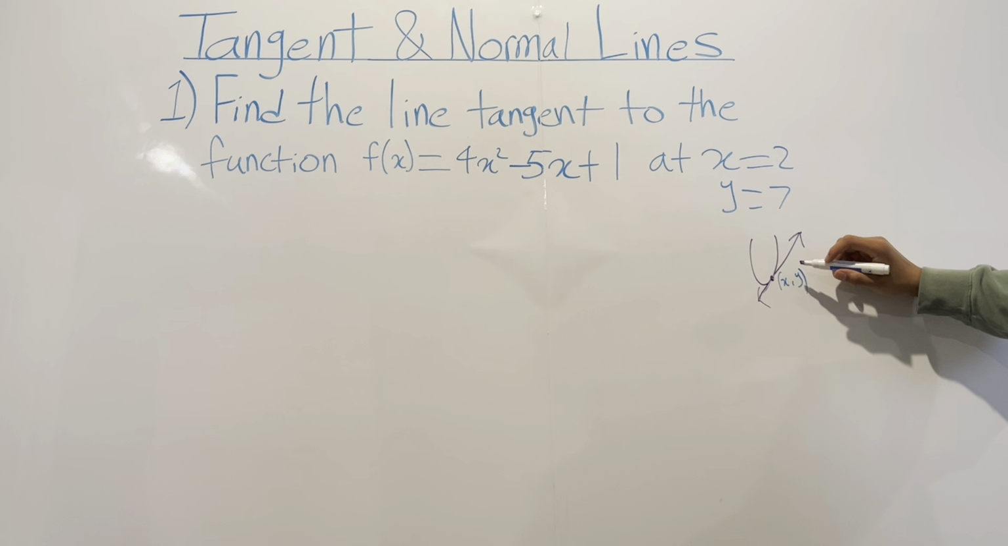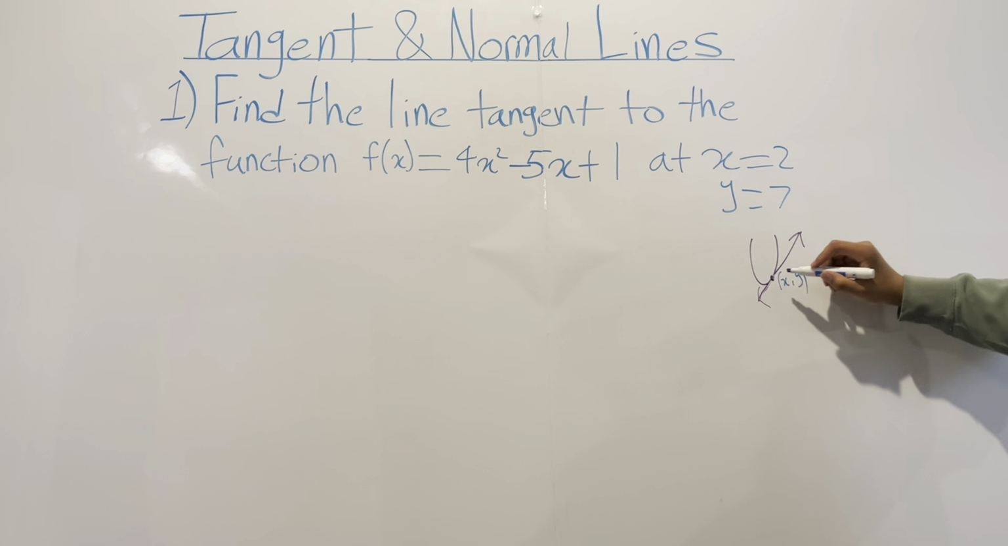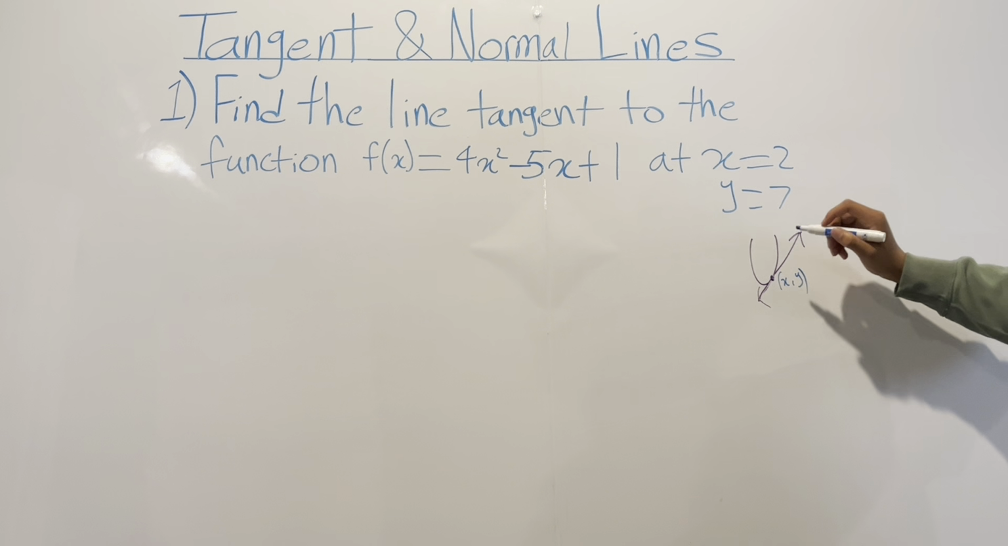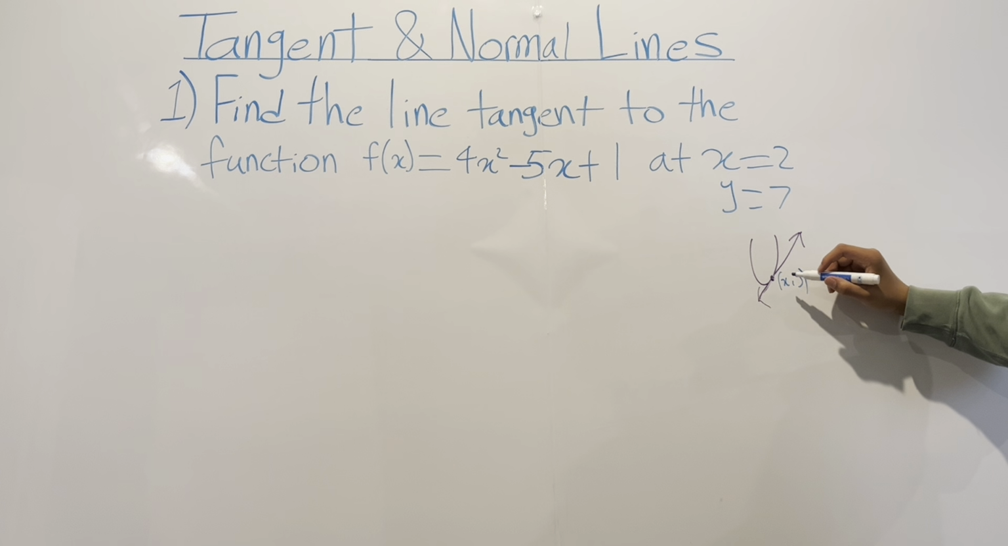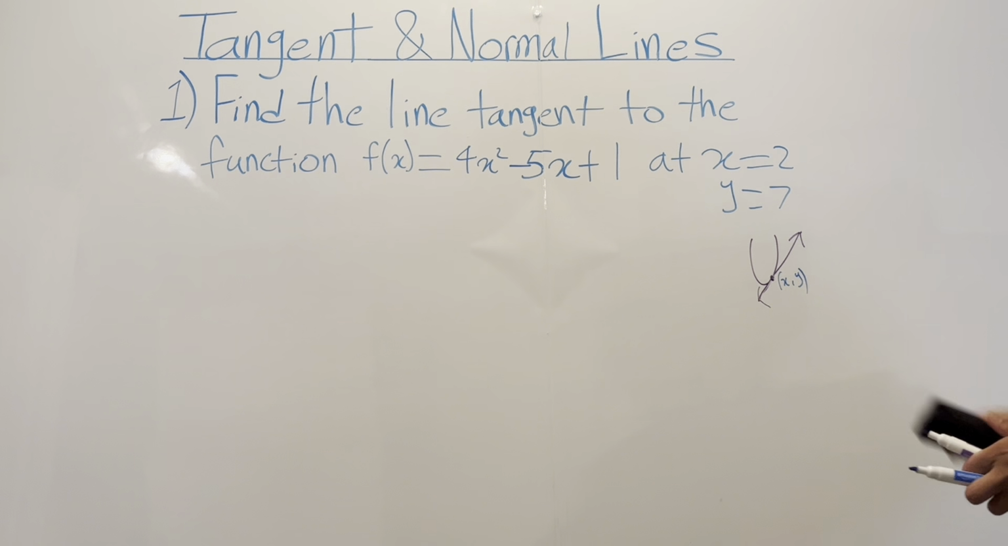So to find this, we need to find the derivative at this point, because if it only touches at one point, that must mean the derivative of the function at this point and the derivative of the line as a whole is the exact same. So let's solve that for this first question.